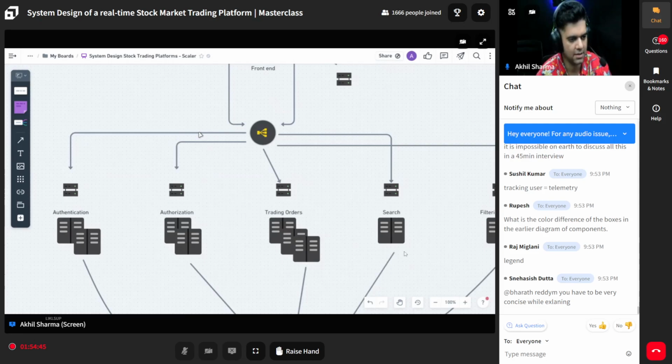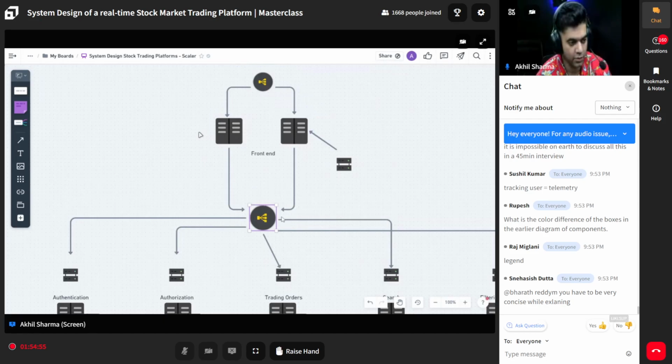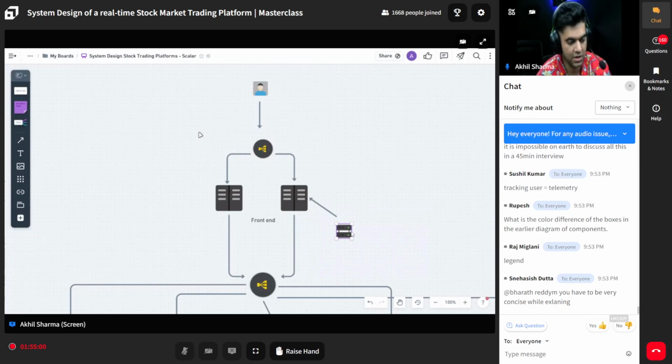As you can see, they're all talking to a scaled, sharded, horizontally scaled database. And they have multiple front-end servers. We're using a load balancer this time. We are using two load balancers, basically. And then we're also using a front-end cache, which is amazing. So this is a naive system design.